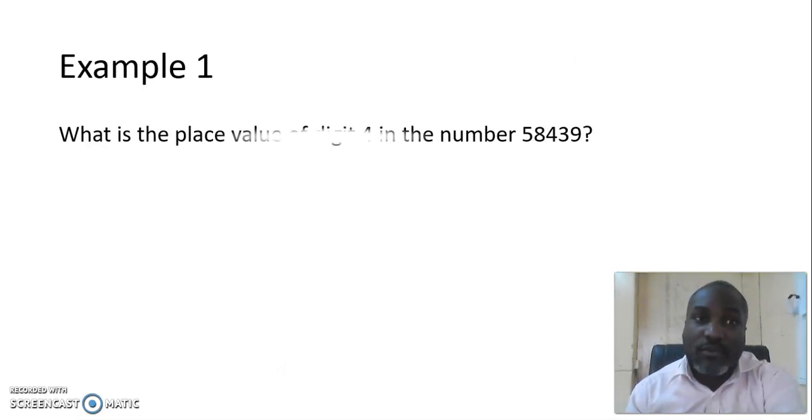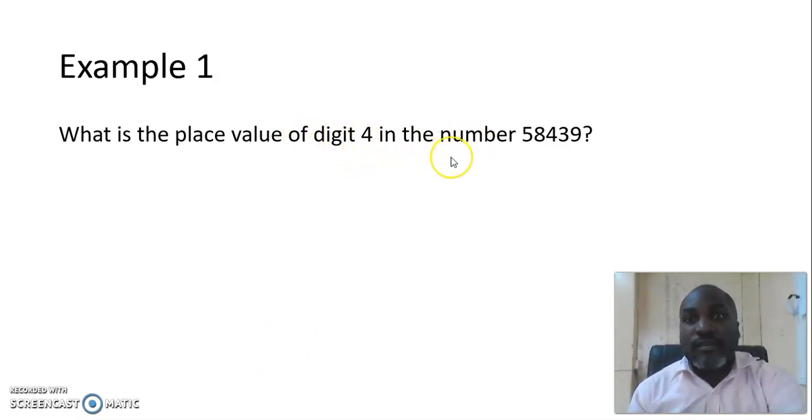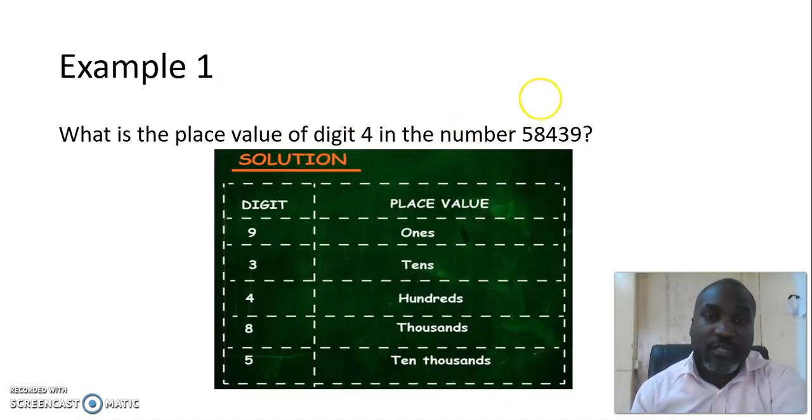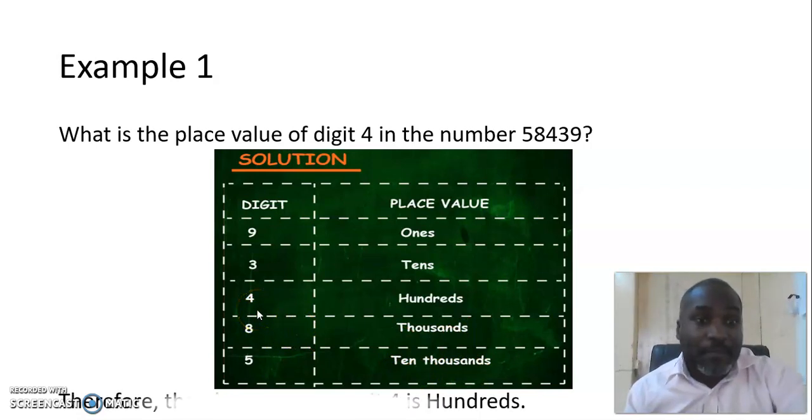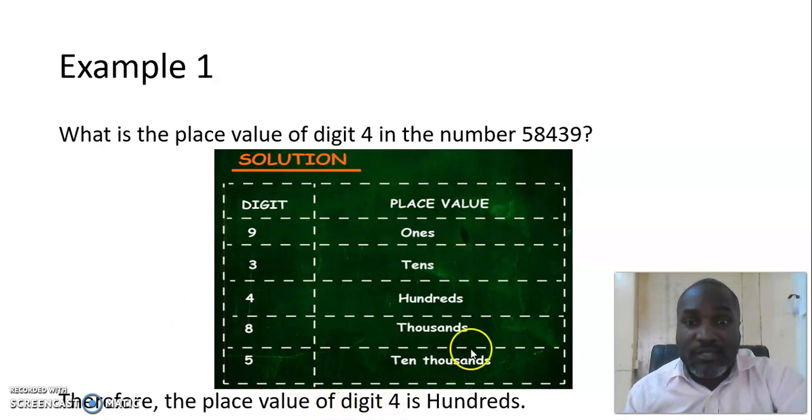Let's take, for example, a question here. What is the place value of digit 4 in the number 58,439? We have a table here just to give us a simple illustration. This column has the digits that we just read. The next column has the place values: ones, tens, hundreds, thousands, and then 10,000s. So we're saying the place value of the digit 4 is hundreds.